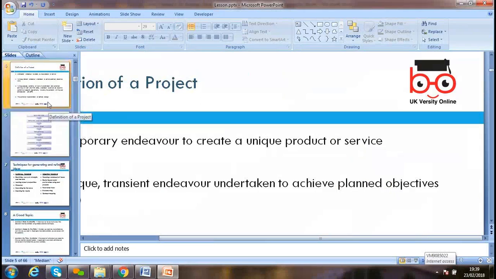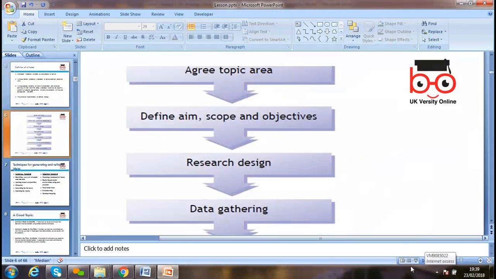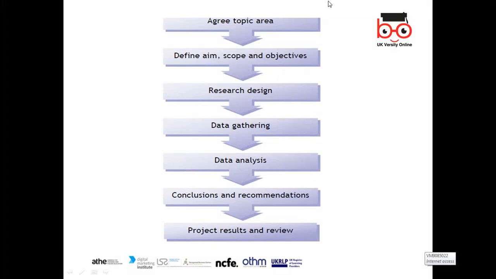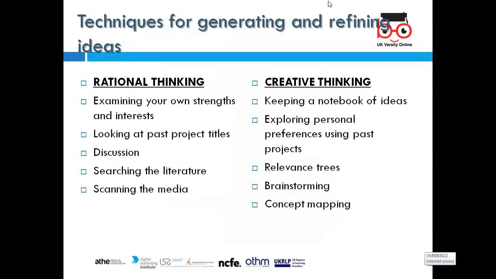Which we'll go through. Okay, first thing when we conduct research, we need to look around the topic, which topic you want to do research on. We discuss aims, scope and objectives of research, research design, data gathering, data analysis, conclusion, recommendation, and project result and review. Yes, so these are the steps we can follow.